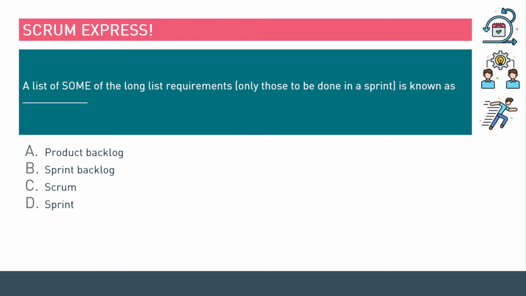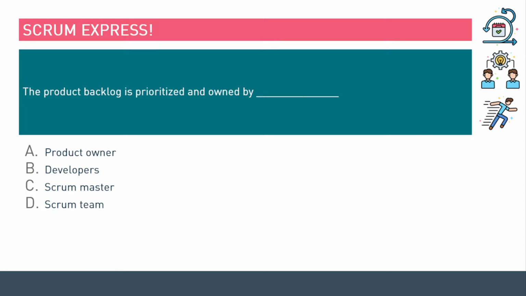Next question. A list of some of the long list requirements, only those to be done in a sprint, is known as what? The answer to this is B, sprint backlog. Next question. The product backlog is prioritized and owned by.